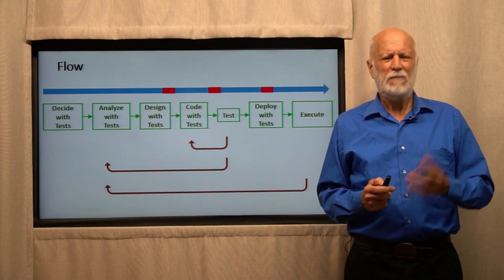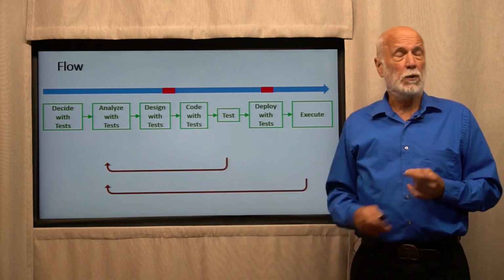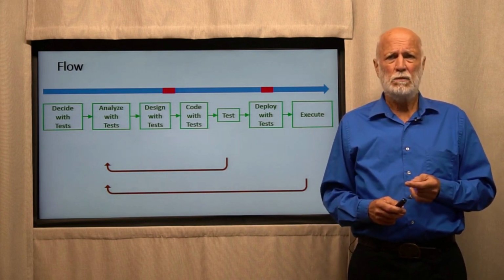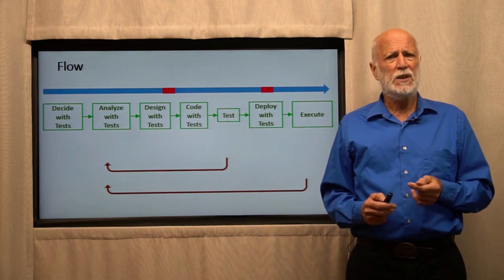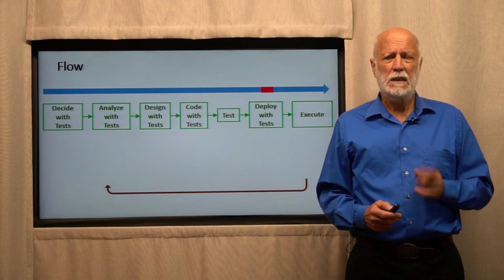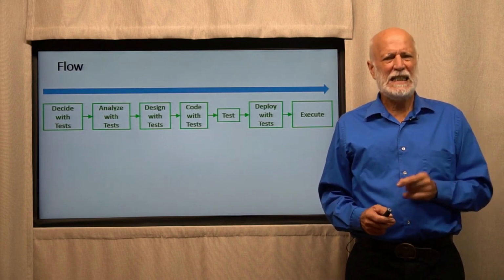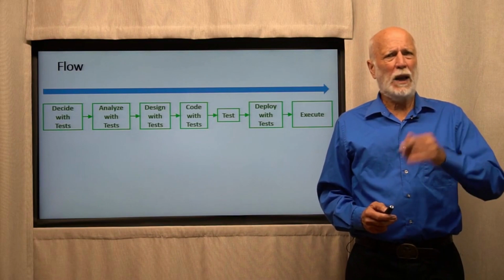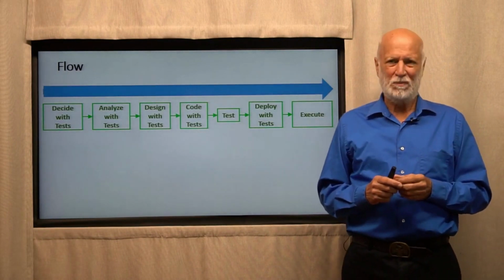So now, by adding all these tests, we're getting rid or dramatically decreasing that loop back from test back to code. And we're decreasing dramatically, in fact, in some places, actually getting rid of entirely that loop back from test to analyze. And often, that loop back from production to back goes away as well. And what does this do for us? It dramatically increases our flow.